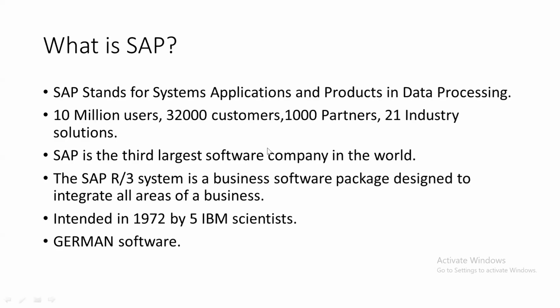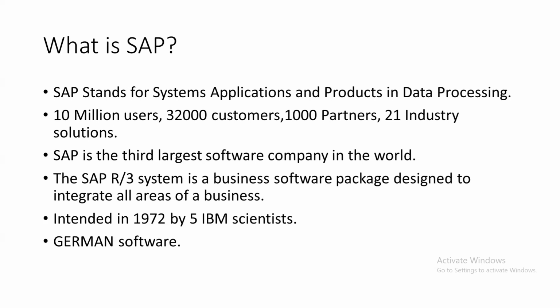Next, what is SAP? SAP stands for System Applications and Products in Data Processing. We have 10 million users, 32,000 customers, more than 1,000 partners, and it provides 21 plus industry solutions, such as pharma, oil and gas, beverage, food, mechanical industry, aerospace, defense, paint industry, and retail. SAP is the third largest software company in the world after Microsoft and IBM.